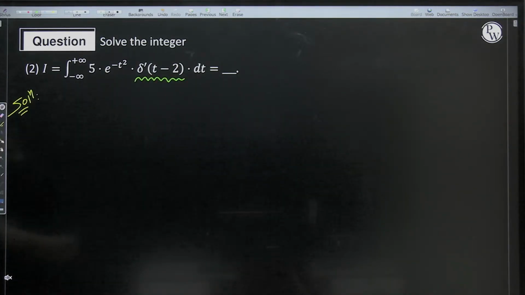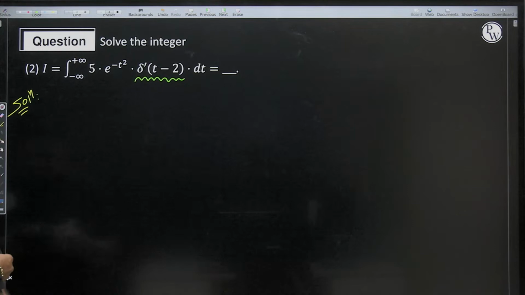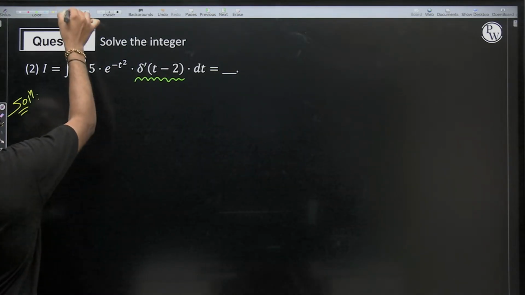Four e to the power minus 4, final answer. I want the final answer, guys. They can ask a numerical answer type question, so I want the final answer. Numerical answer type question. So again, same thing, guys.